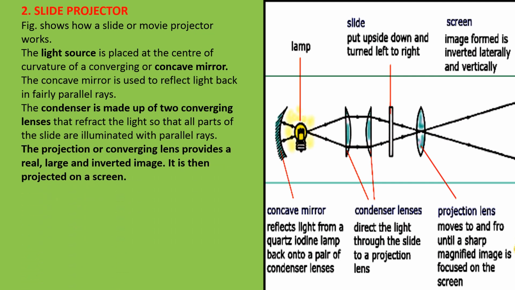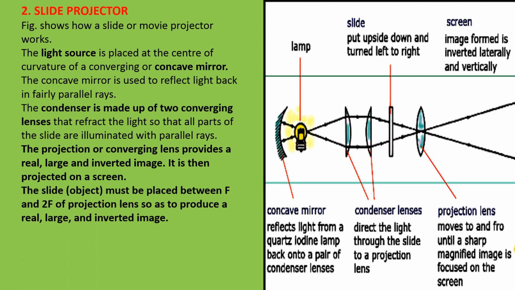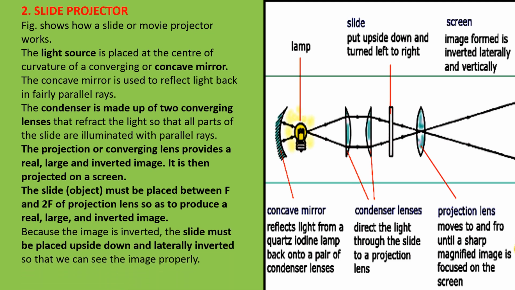The projection or converging lens provides a real, large and inverted image. It is then projected on the screen. The slide must be placed between f and 2f of the projection lens so as to produce the real, large and inverted image. Because the image is inverted, the slide must be placed upside down and laterally inverted.